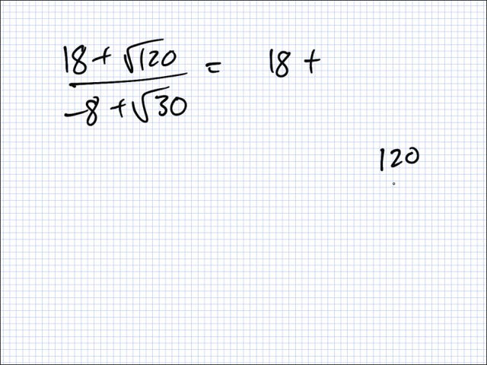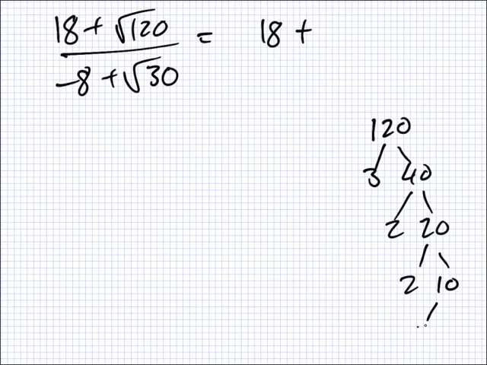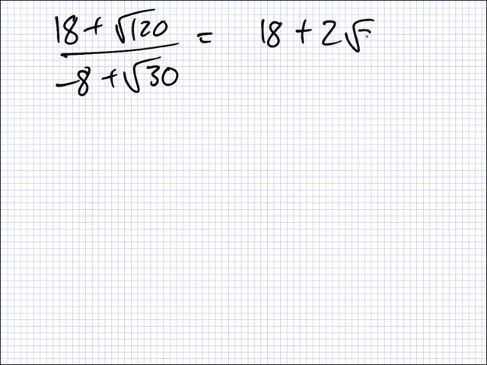3 times 40, isn't it? 40 is 2 times 20, and then 2 times 10. And what's 10? 2 and 5. So, pair and pair. So it'll be 2 root 30. Oh, well, that's good because then it's the same at least.